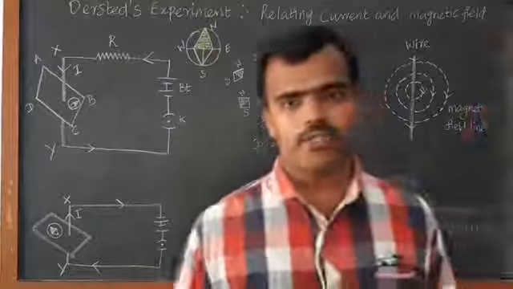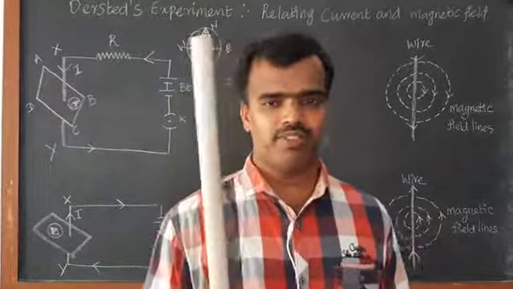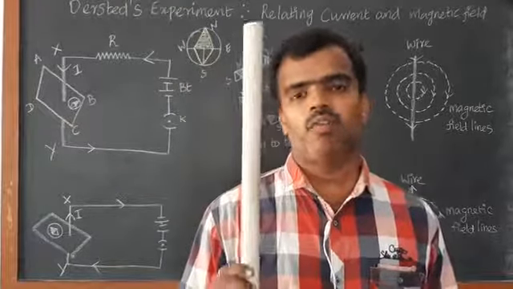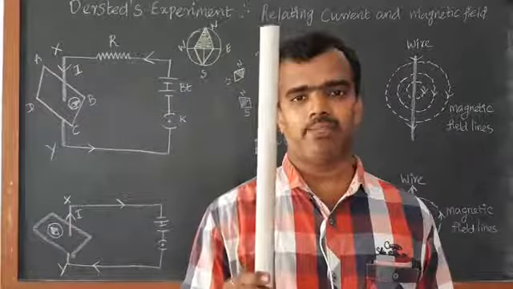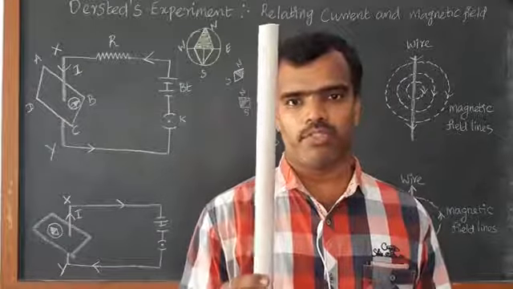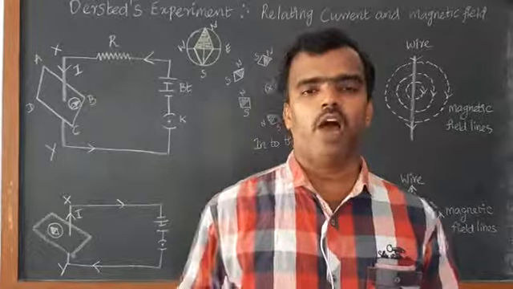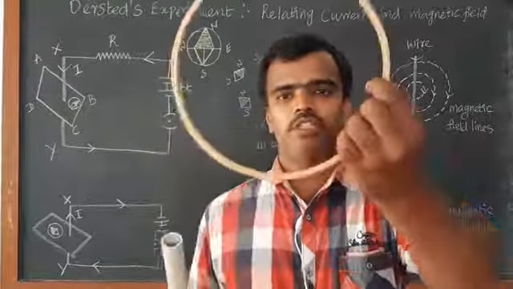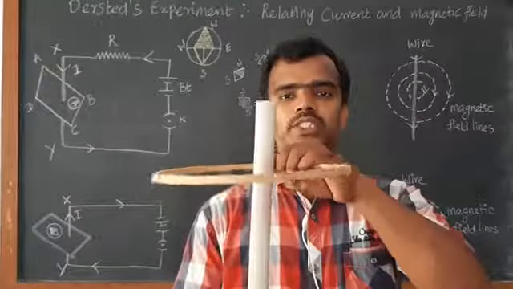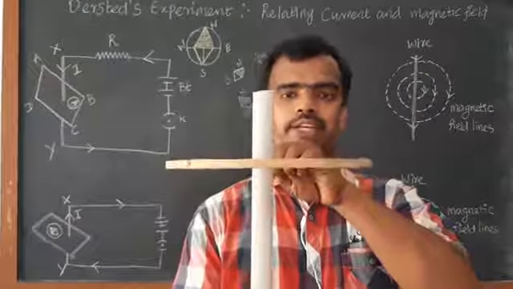Assume that this PVC pipe is a conductor. For this conductor, I am going to apply some current through some voltage. So, the current is passing now. Now, the magnetic field will be produced like that. So, this is the magnetic field, which is exactly perpendicular to the current direction.